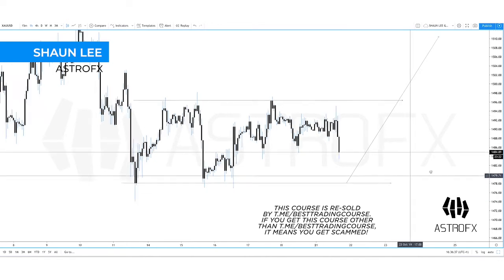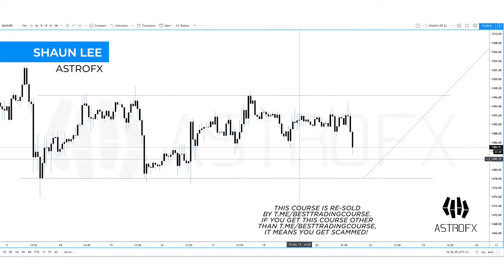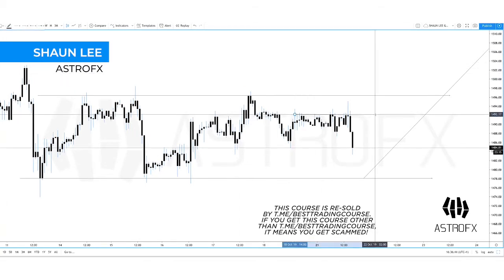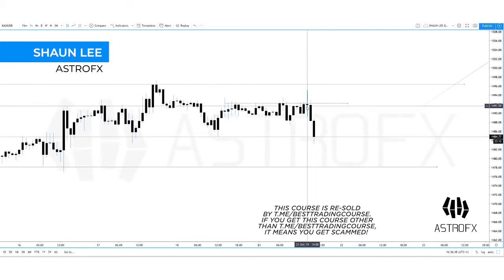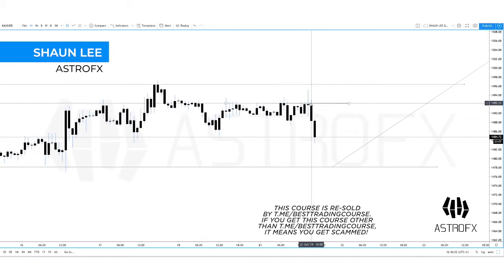A good short entry would have actually been from the closure of either this candle right here, where we've taken out the previous wick and the momentum. So 1, 2, momentum starts to drive to the downside, and then to the upside we have the spike through and then the closure back below. So there are 2 entries here.